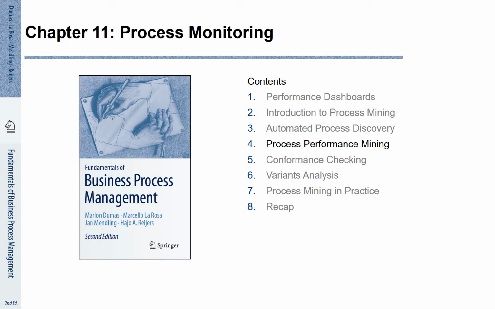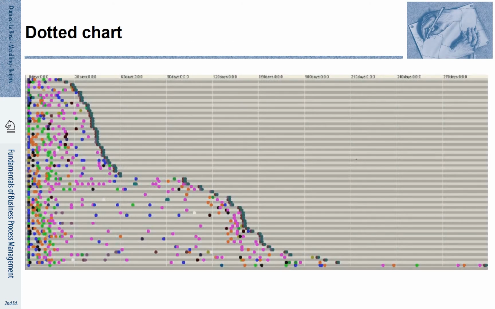Chapter 11, Section 4, Process Performance Mining. The key idea of process performance mining is to show how the process performs in terms of time, cost, quality, and flexibility.